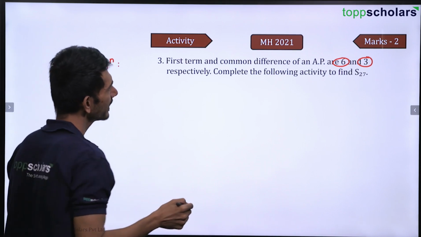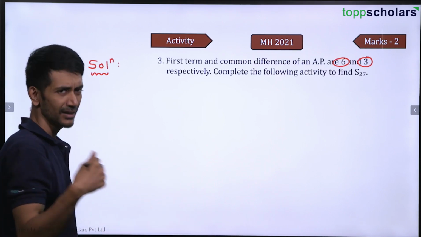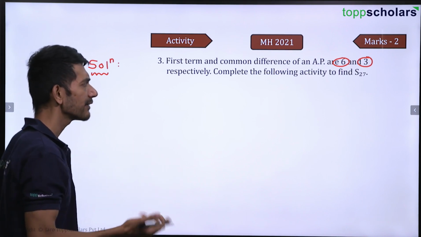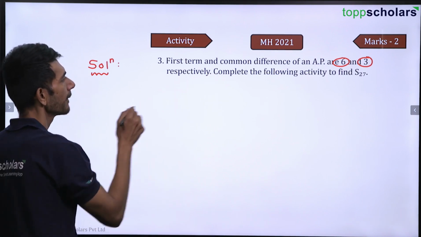Now forget about the activity. Let's assume that we don't have the activity here. We are supposed to do it directly. Let us do that. So what do we have?